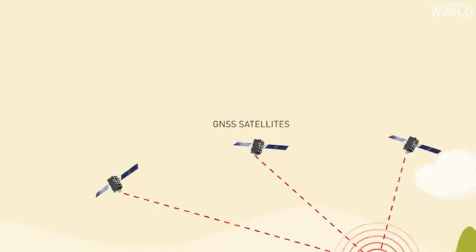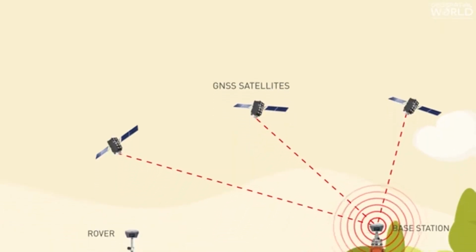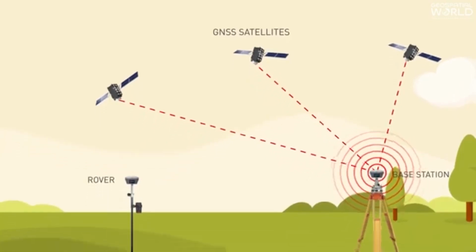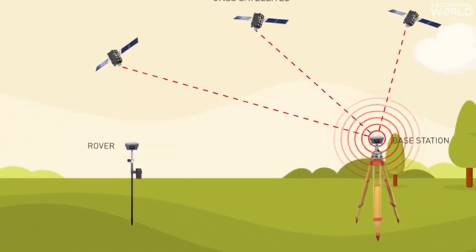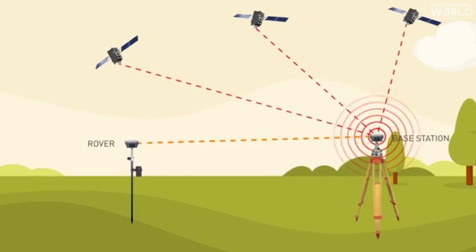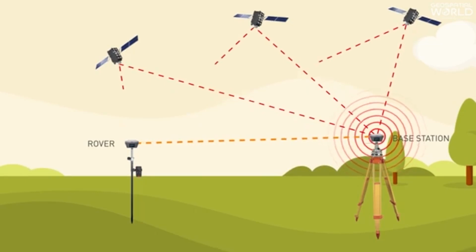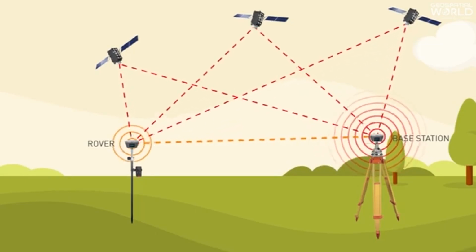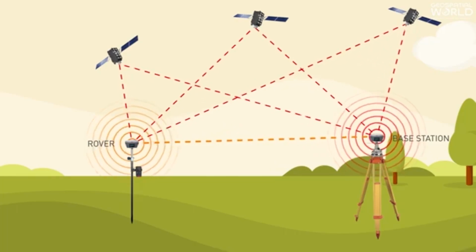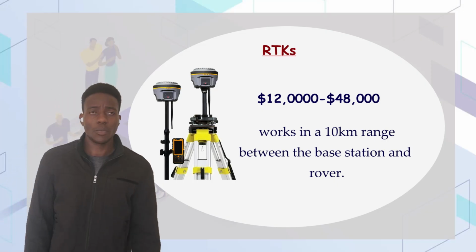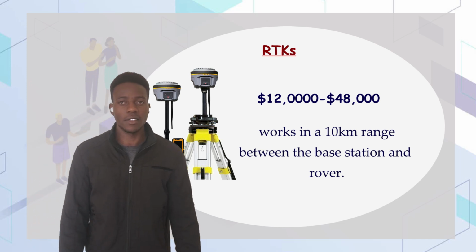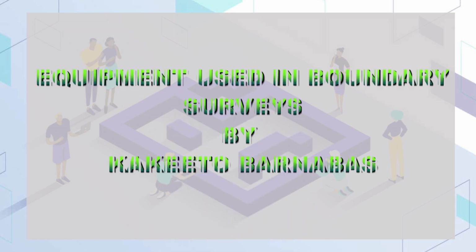The RTK basically captures data within a range of 10 to 20 kilometers. The cost varies depending on the specifications, the use and the purpose. So basically, we look at RTKs ranging between 12,000 US dollars to about 48,000 US dollars. The scope of operation: RTKs are basically used in determining reference points for specific ground markers. Let me invite my colleague, Mr. Gapeto Barnabas, to continue with more other equipment used in boundary surveys.